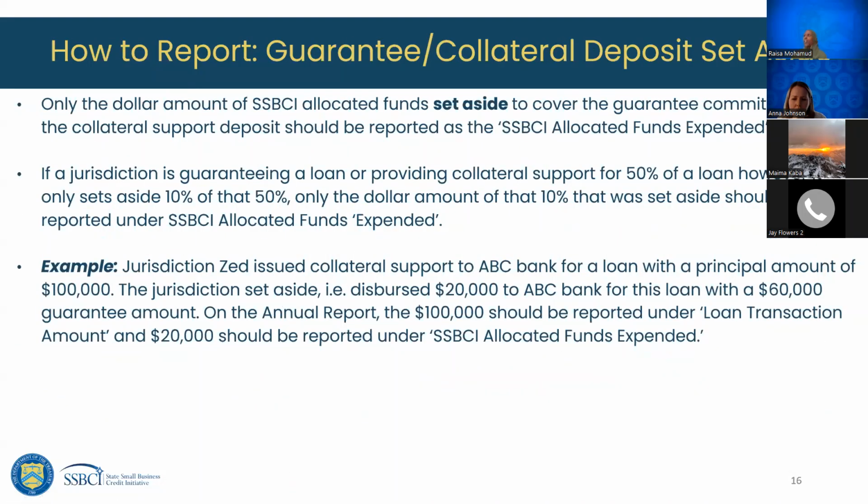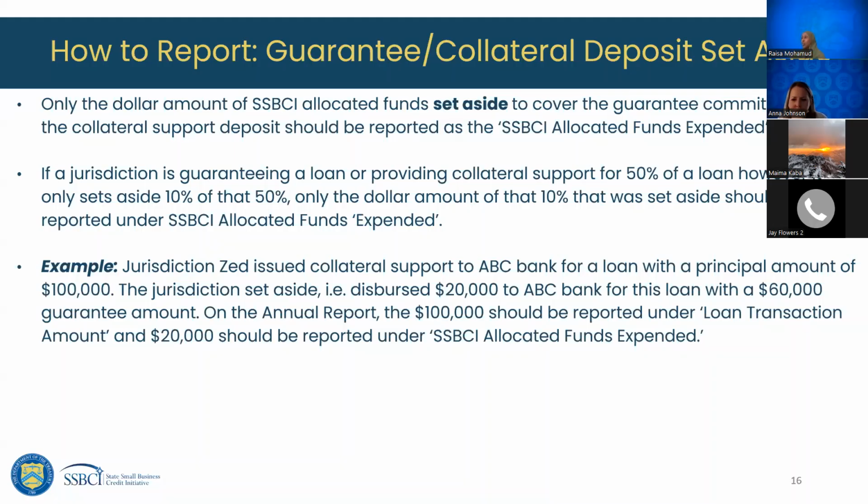Okay, so how to report guarantee collateral deposit set-asides. For these transactions, only the dollar amount of SSBCI allocated funds set aside to cover the guarantee commitment or collateral support deposit should be reported as SSBCI allocated funds expended. This is something that we went into a little bit last time, so I'll jump right into the example.